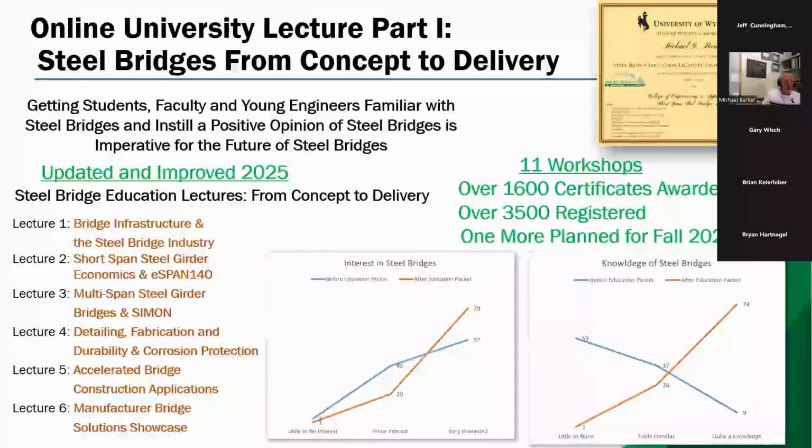Now, some of you have probably done at least a couple of these. Twice a year, we do an online university lecture, part 1, we call it, Steel Bridges from Concept to Delivery. It's 6 lectures as shown on the bottom left here. It's not design, it's an overall industry viewing of the different parts of the industry. And you can read those titles there. It was updated and improved in 2025.